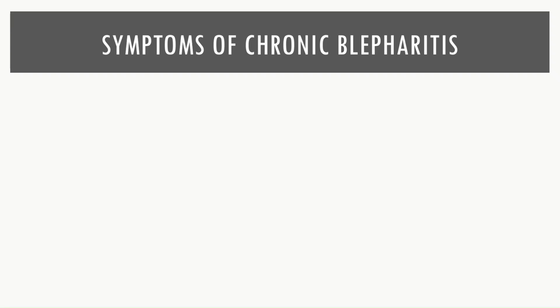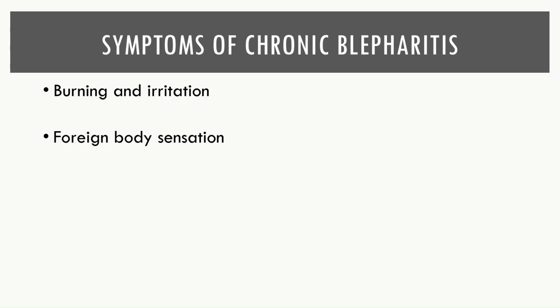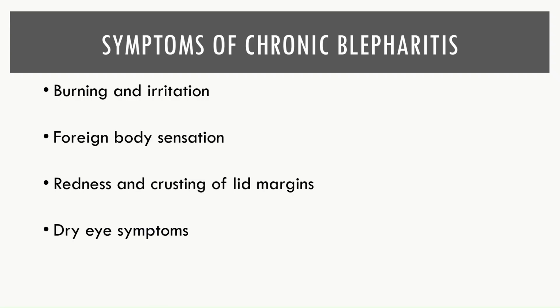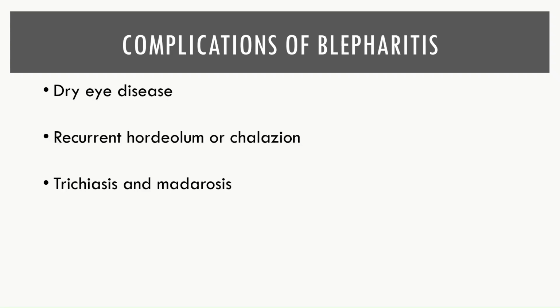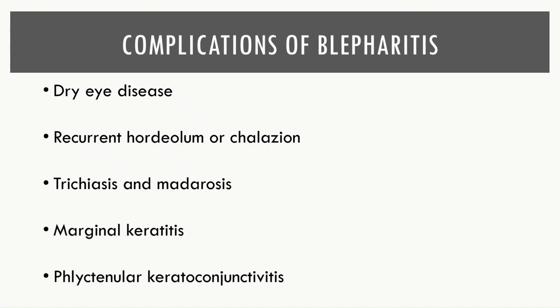Symptoms are caused by tear film instability and ocular surface dysfunction. Burning, grittiness, and crusting are common, and symptoms are typically worse in the morning. Chronic blepharitis can lead to several ocular surface complications, including dry eye disease, recurrent lid infections, trichiasis and madarosis, and corneal involvement like marginal keratitis and phlyctenular keratoconjunctivitis.